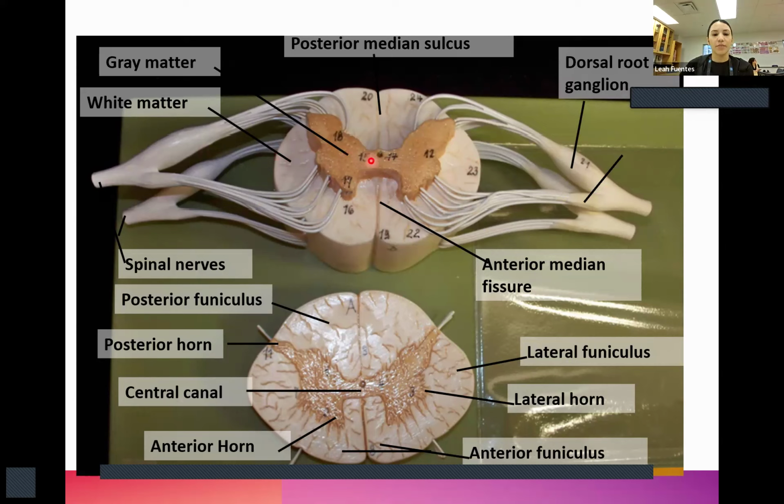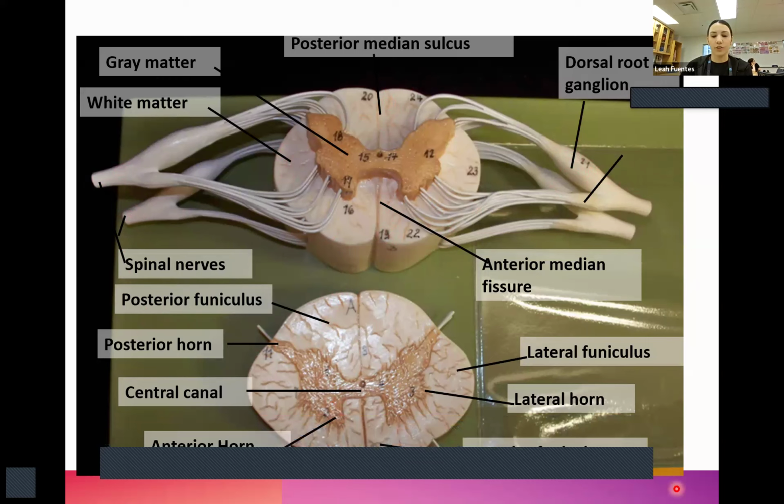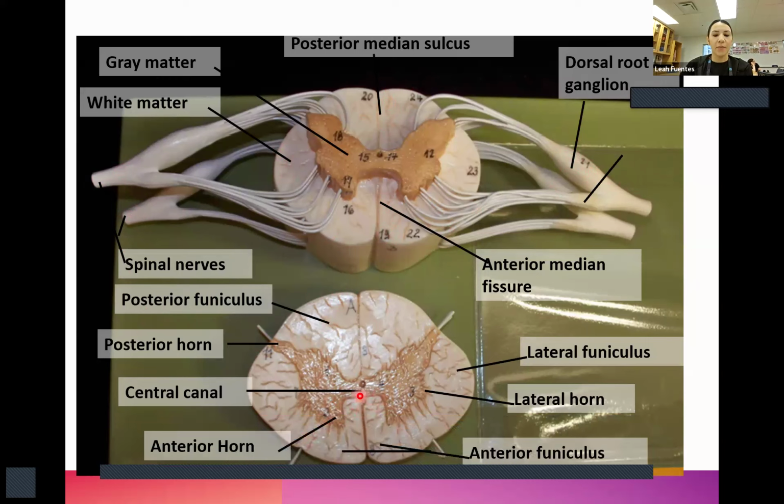Again, we have our gray matter here, our white matter, the posterior median sulcus, and our anterior median fissure, our dorsal root ganglion. We have our spinal nerves over here, our posterior funiculus, and then our posterior horn. And then down here is going to be the anterior horn. Our central canal, and then lateral horn, and then our lateral funiculus. So again, this specific model does show up on your lab exam, and then you'll have to label the specific area that they're asking for.